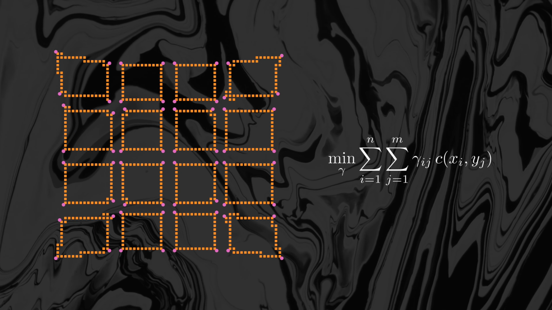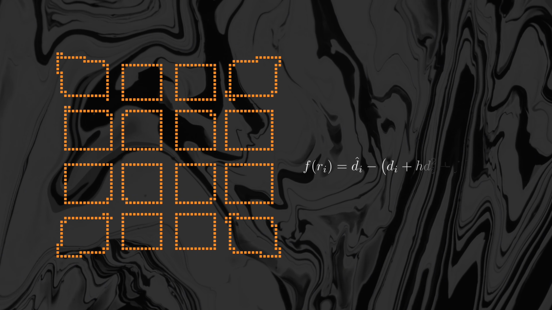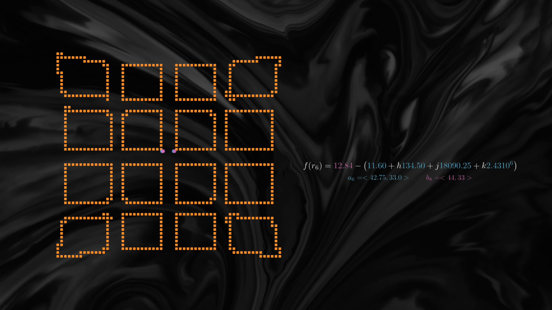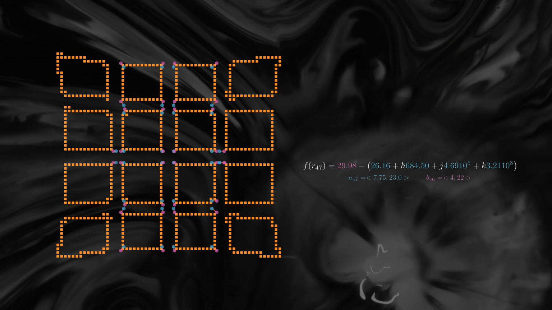linear space estimates using optimal transport, which are plugged in to calculate our residuals for our Gauss Newton polynomial regression, giving us everything we need to calculate the radial lens distortion polynomial.